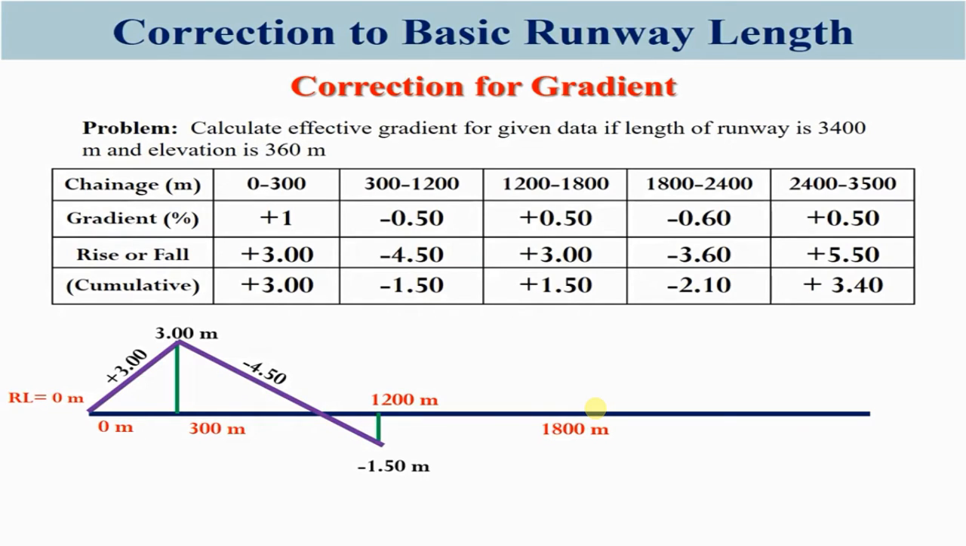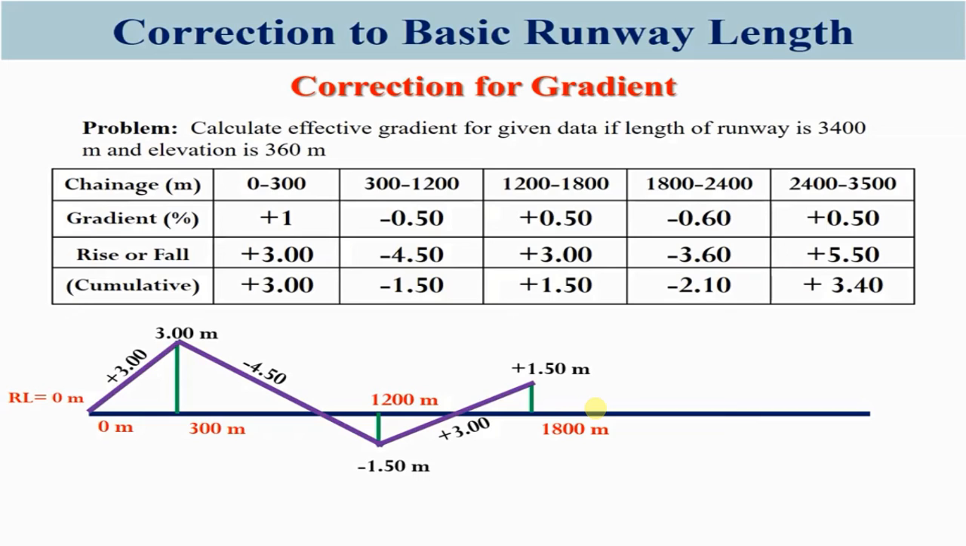Now what about 1200 to 1800? So when I am going from 1200 to 1800, I am having an ascending slope of 3. So again from here to here, I got a positive 3. So it will become plus 1.5 over here. So when I reached 1800 meter, I was having a rise of 1.50.